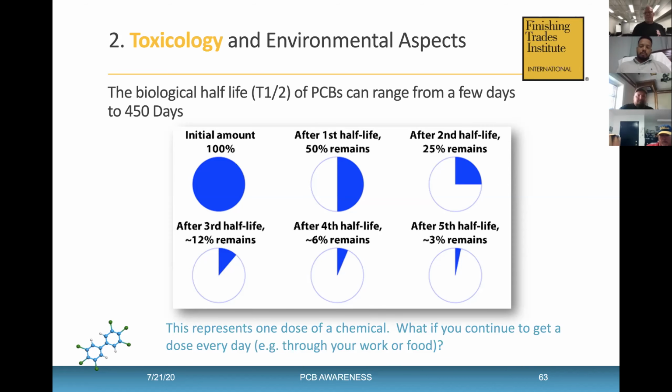So remember, it's not one and done, right? Day after day, if you're working around this stuff, you are adding to your body burden and it's slowly leaving your body. For an example, the half-life of asbestos is 77 days. And we know how toxic that is, right? This is 450 days. The half-life of lead is 27 days. All this stuff is really toxic, but the problem is PCBs is going to stay in your body longer and promote its toxic effects for a longer time.